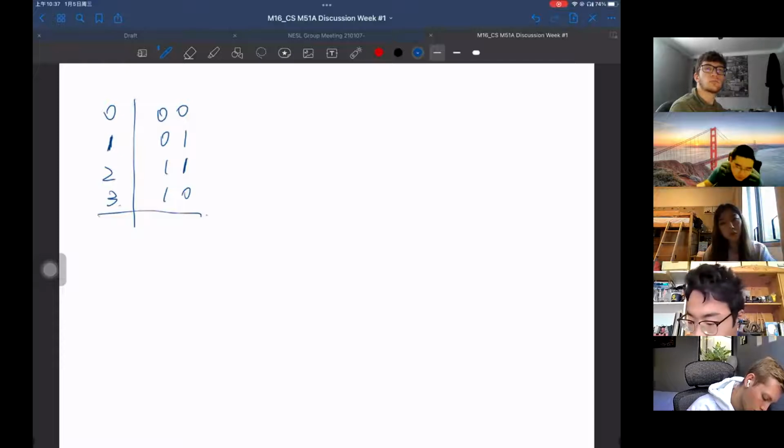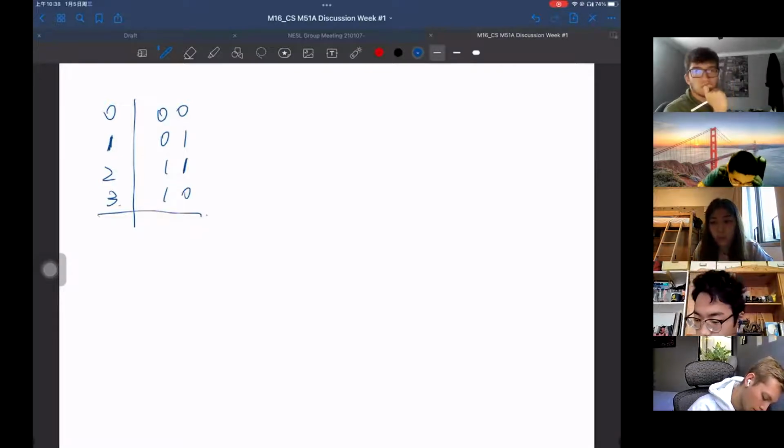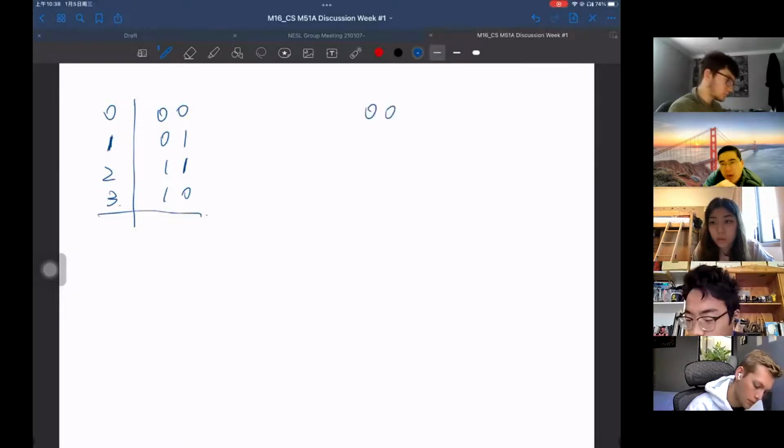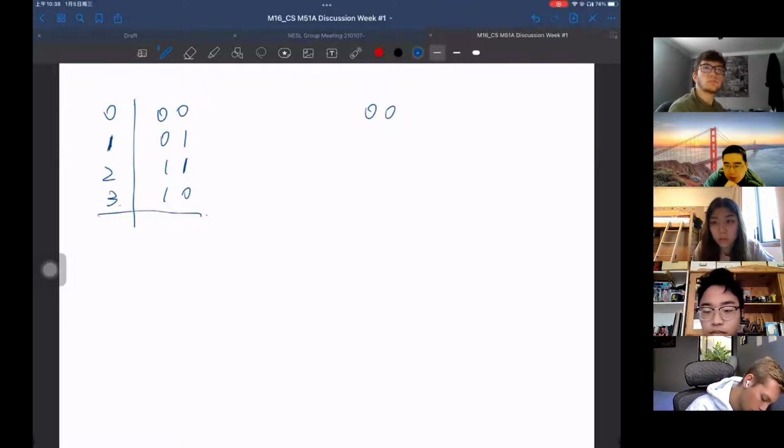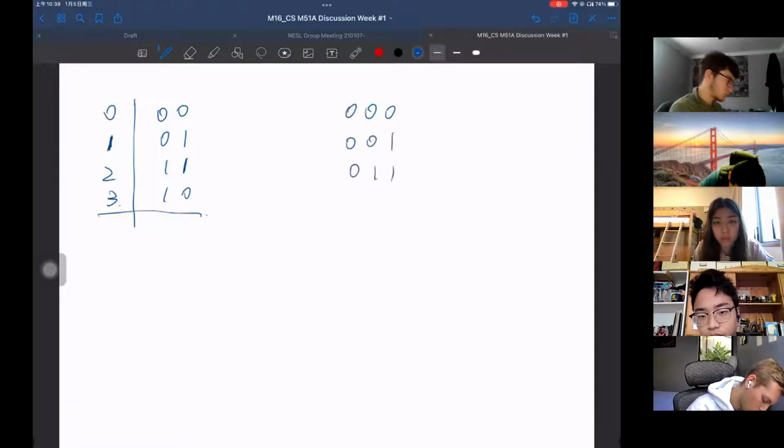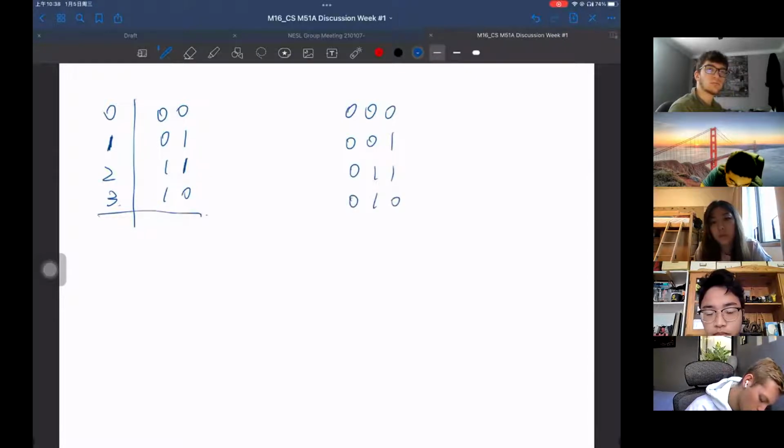But this is one way I personally found very powerful to do this. Maybe what we should do first is to try it manually. Let's say we start from 000 and 001, 011, 010. This is what we just did for 2 bits. I'm just adding a 0 to the first row. Can anyone give me an example of what's going to happen next?